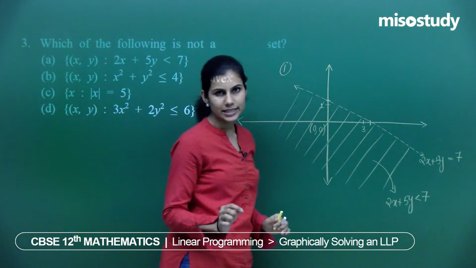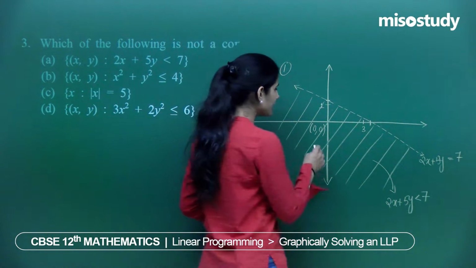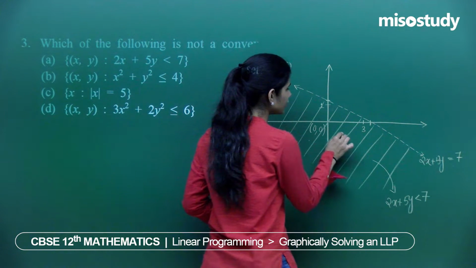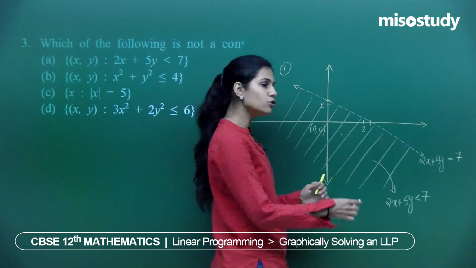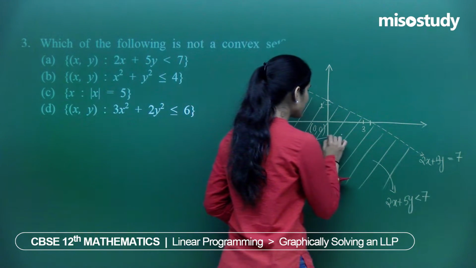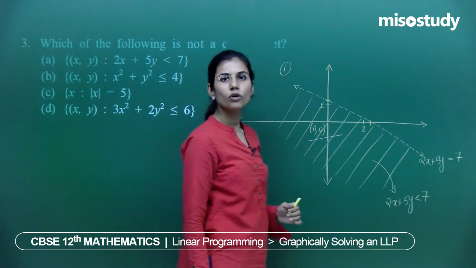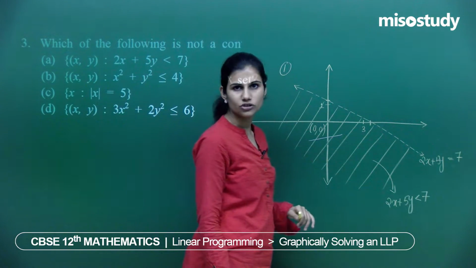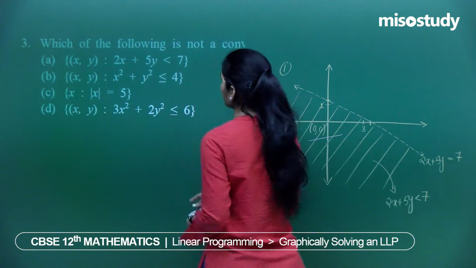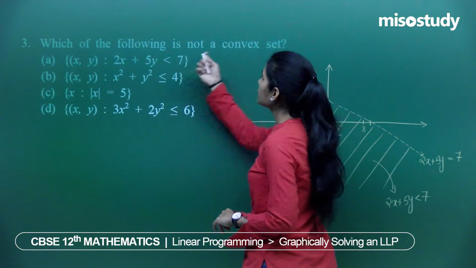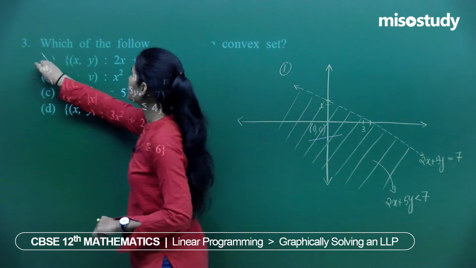Is this a convex set? Yes, of course it's a convex set, because you pick any 2 points in this region, and the line segment joining them is always going to lie in the same region. So this is definitely a convex set. I have to find out which one is not a convex set. This is a convex set.